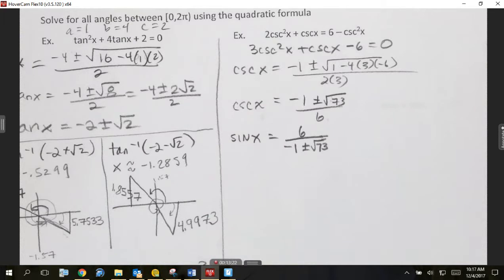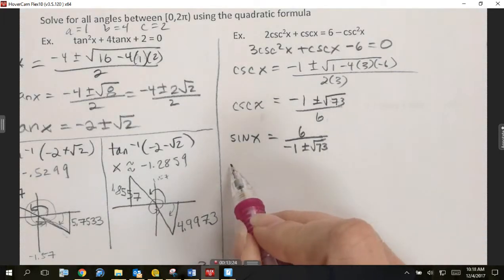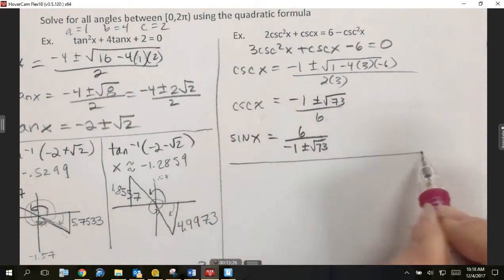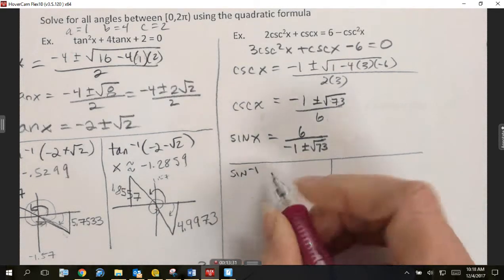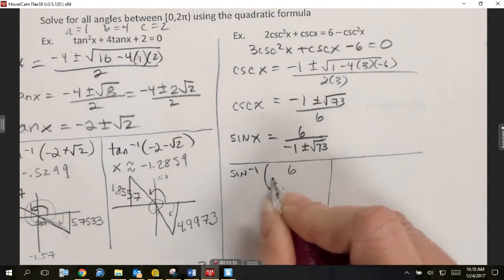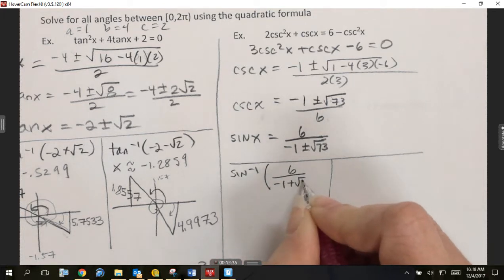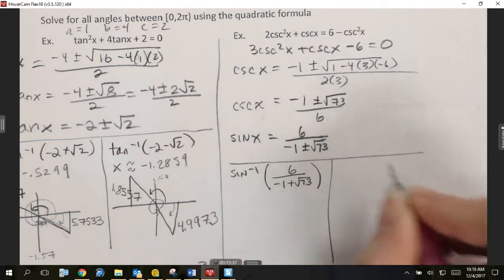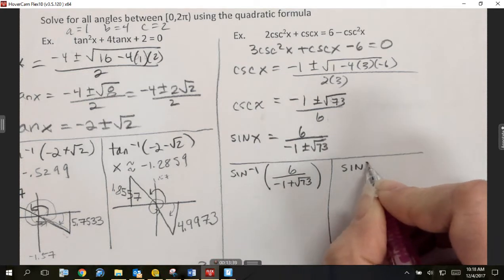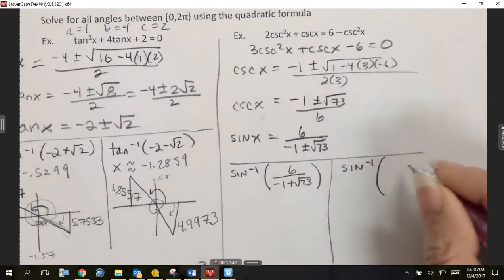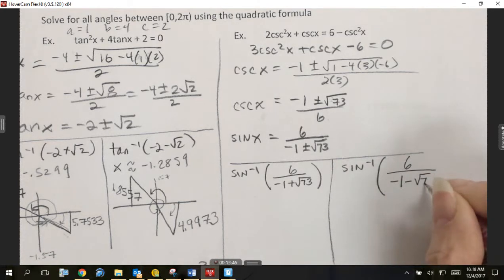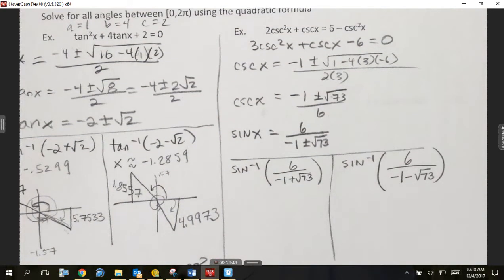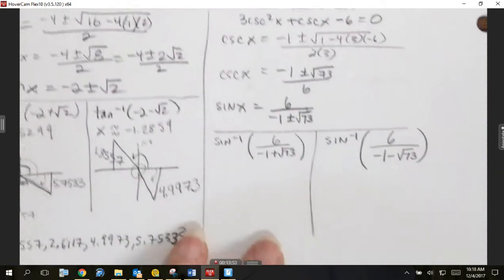It's just not simplified. So we are going to do 2 steps. I'm going to sine inverse 6 divided by -1 plus radical 73. And everybody's going to do this on their own calculator because how you type in fractions in your calculator might be different than the person next to you. So everybody needs to try this to make sure that you know how to type it in correctly on your personal calculator.